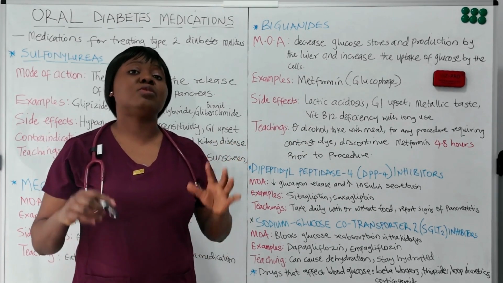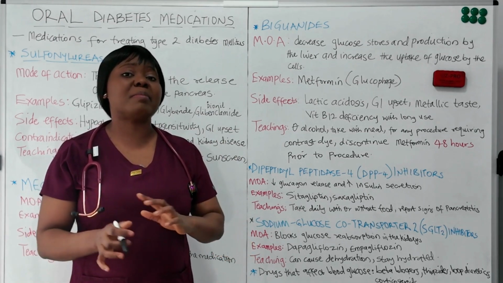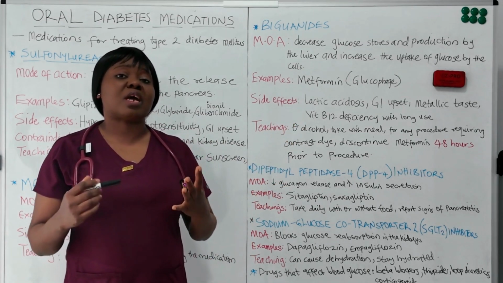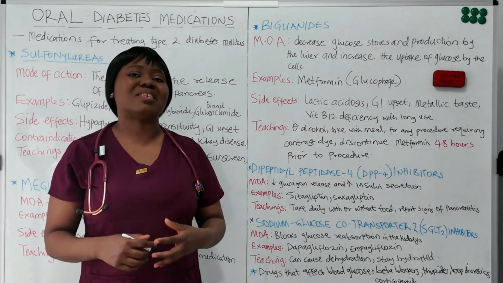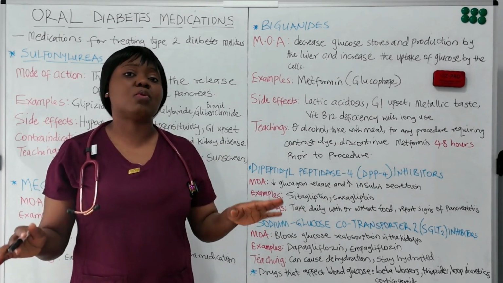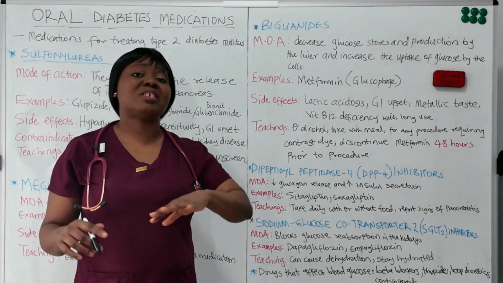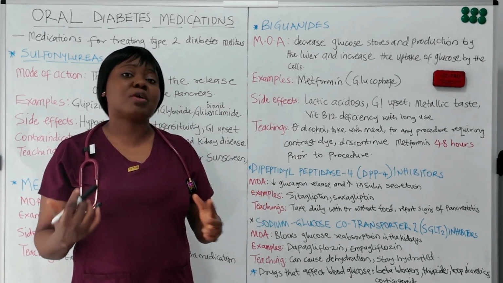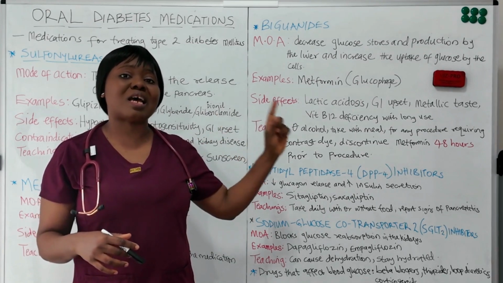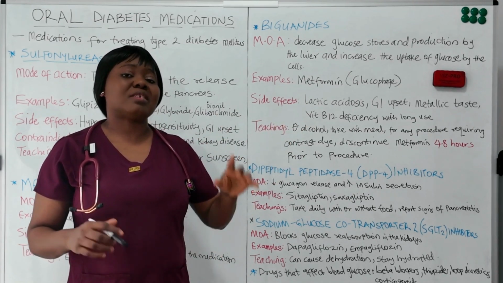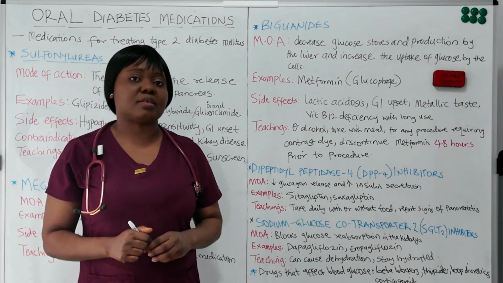Now, the most important thing you need to know about biguanides, even if you can't remember any other thing about metformin, is when a patient is going for a diagnostic procedure, let's say they are going for a CT scan that involves the use of contrast dye, the medication should be placed on hold. They should be discontinued for 48 hours before the procedure and 48 hours after. And that is because of the risk of increased lactic acidosis that can lead to acute kidney failure. That's so important, you need to take note of that.